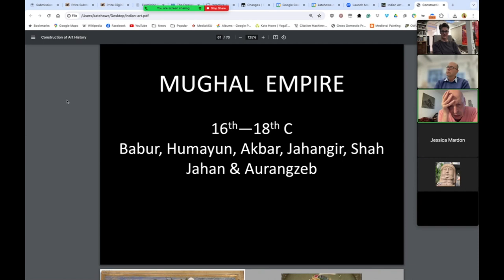Akbar is interesting. He couldn't read and write, and yet loved storytelling. He had people making books of different creatures of the world, different animals, different birds, different flowers, as well as different historical moments of his reign. So he had enormous workshops making jade and rock crystal, textiles, paintings, carpets, decorative stone panels.